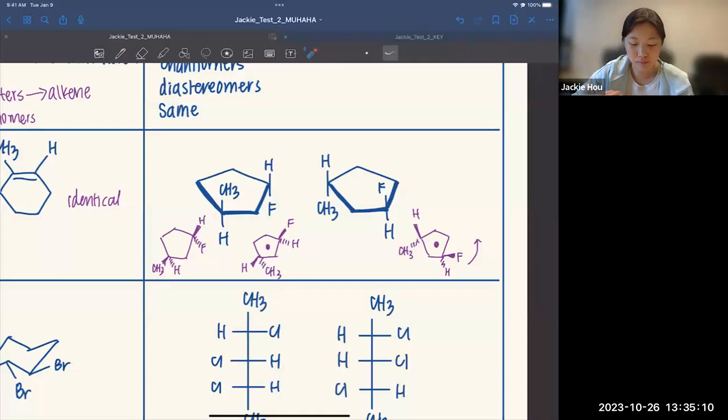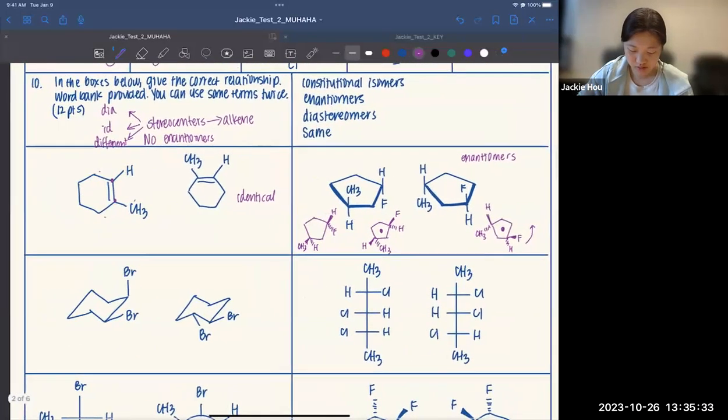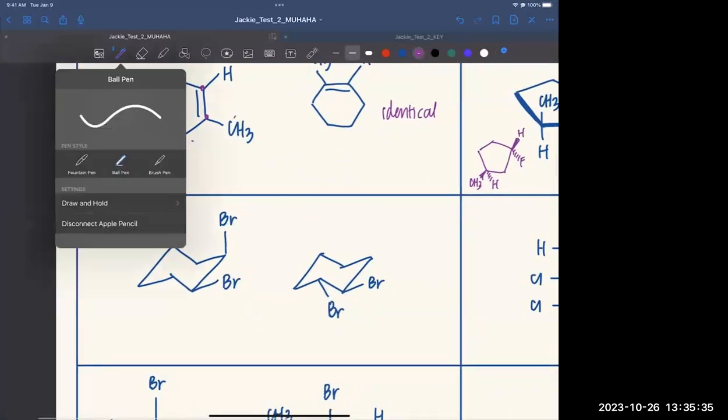So because all of the stereocenters are reversed, I know that they're enantiomers. If one of them was the same and the other one was different, it would be considered diastereomers. And of course, if all of them are the same, they would be the same. So for enantiomers, you want to make sure that all of your stereocenters are opposites. Okay. Moving on.